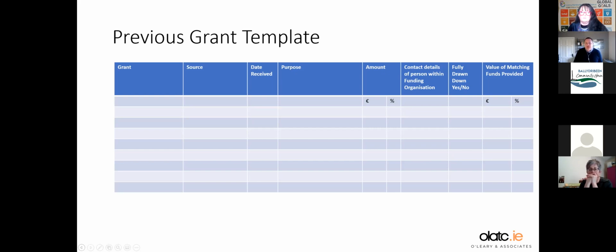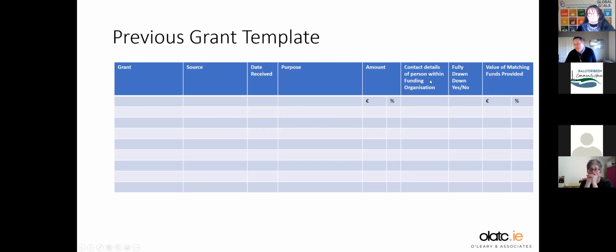What I encourage you to do, for any grant you apply for and get, is just use a simple template again, nothing fancy. Write down the grant, where you got the grant from, the date you received it, okay? The purpose of the grant, what it was for, the amount of the grant that you got, and the percentage, so what percentage of the project it was.